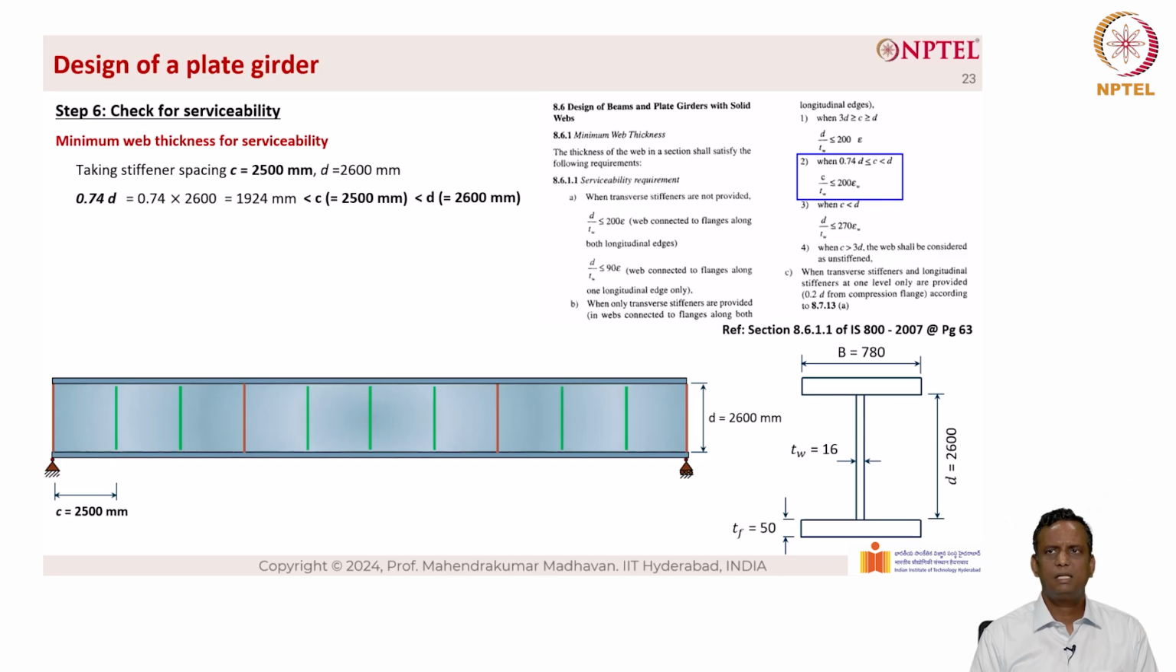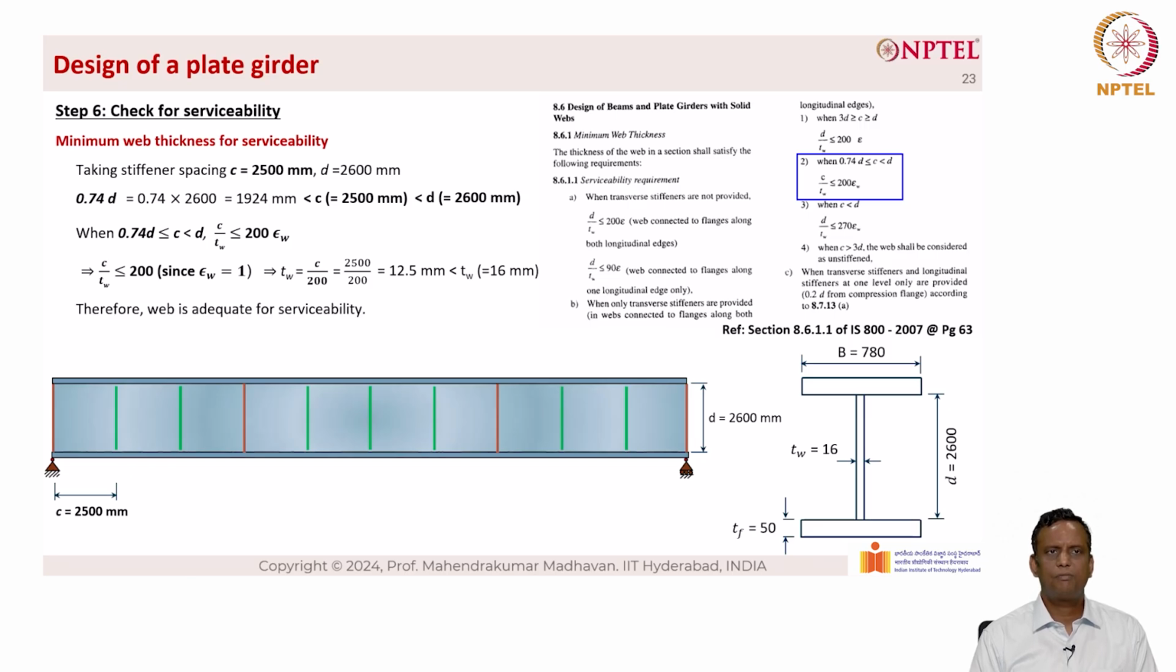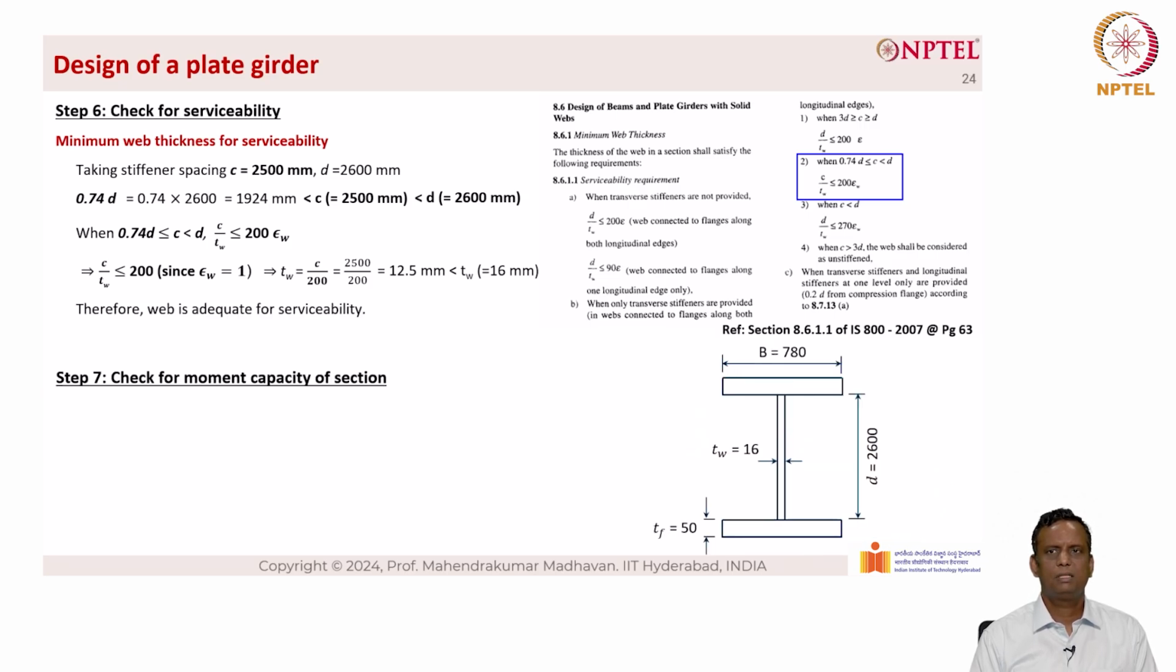Which means that c by t_w should be less than or equal to 200 epsilon_w. So we know that c by t_w should be less than 200. So t_w equal to c by 200. So 2500 divided by 200, which is 12.5. Whereas we have provided a 16 mm thickness, so it is sufficient. Therefore, the web is adequate for serviceability.